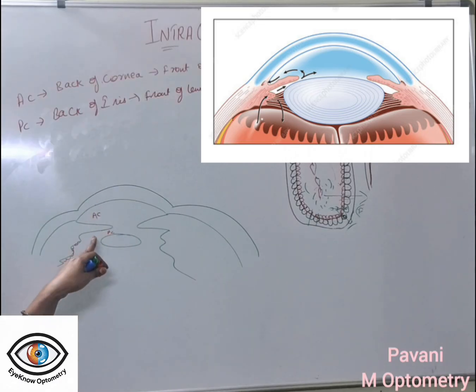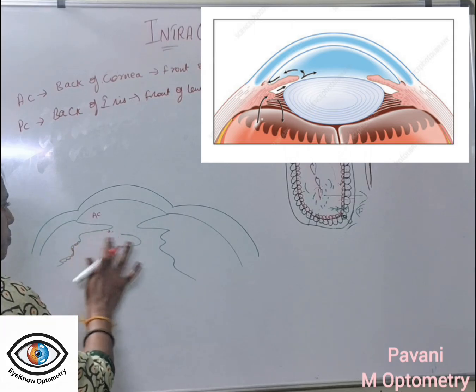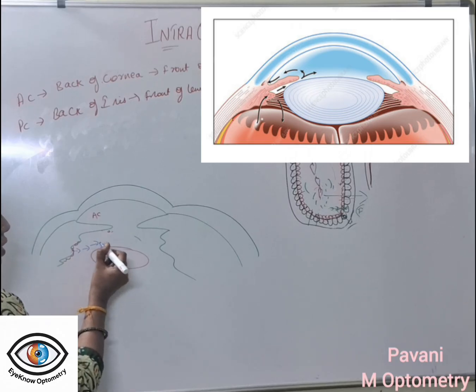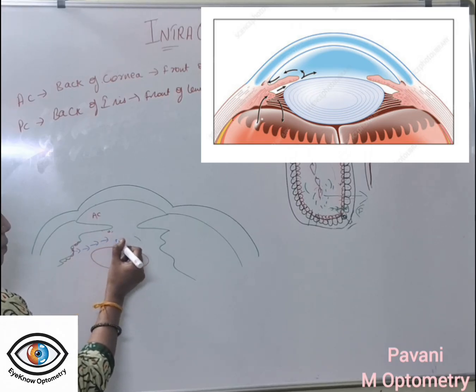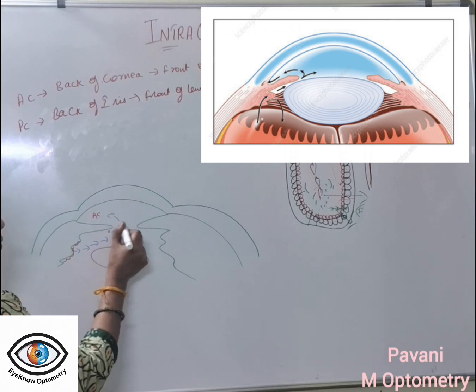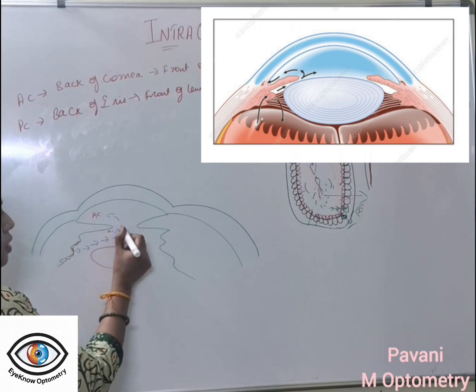So where is the aqueous humor first produced? It is produced from the ciliary body. So from the ciliary process of the ciliary body, aqueous humor is produced. So slowly from the posterior chamber, it enters into the anterior chamber. What is this gap called? It is nothing but the pupil.